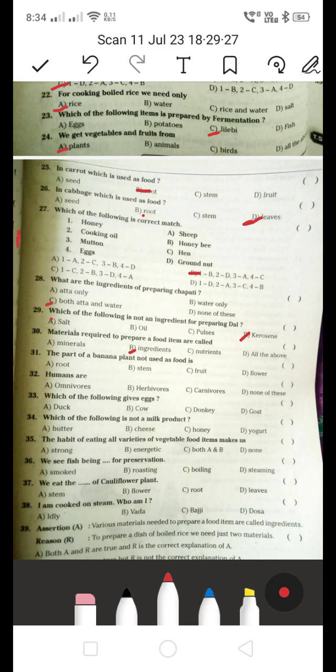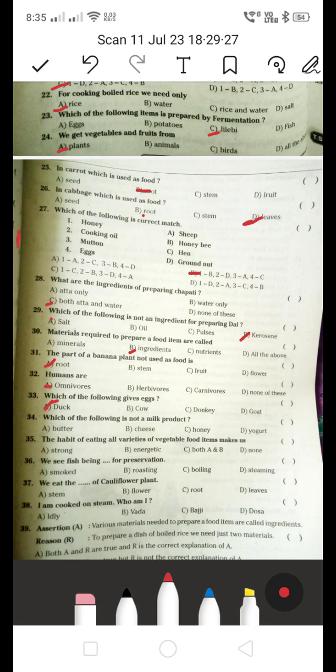Its answer is root, A is the right answer. Humans are dash: A omnivorous, B herbivorous, C carnivorous, D none of these. Humans are omnivorous, we eat everything, so its answer is A. Which of the following gives eggs: A duck, B cow, C donkey, D goat. We get eggs from a duck, A is the right answer.